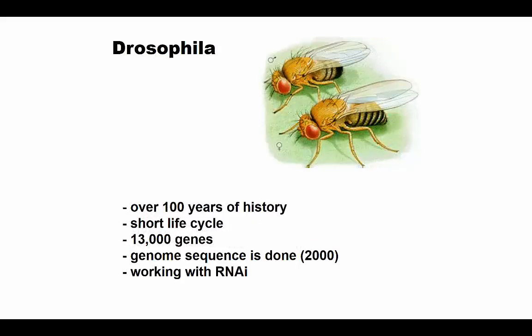Another very popular model is Drosophila. This so-called fruit fly has been used in genetics for almost 100 years so far. They have, of course, sex, female and male, and they have a relatively short life cycle. The gene number is a little smaller than C. elegans, but still quite high. The gene sequence is already done. And another good thing is we found that RNAi also works very well, without special treatment, in these insect cells.